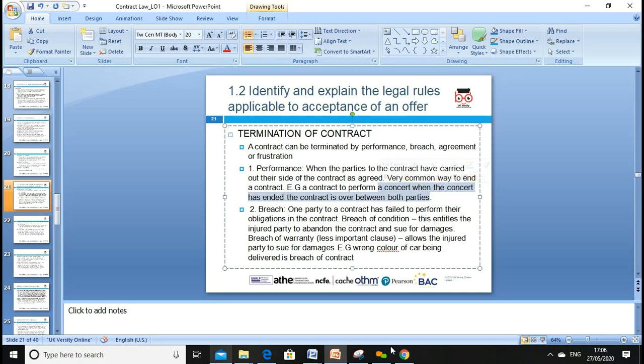And different breaches. If one party breaches, the other party has a right to cancel. The wrong color of car being delivered is a breach of contract. You order a washing machine in silver and a different color is delivered. It would be a breach of contract. So it would be void. You could void it.